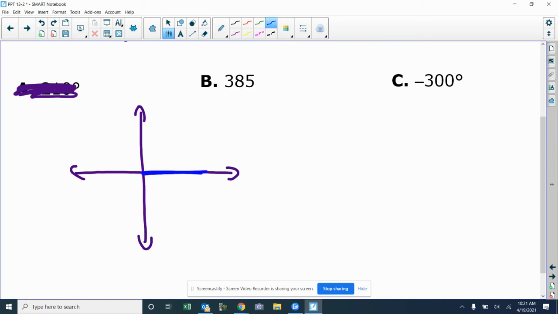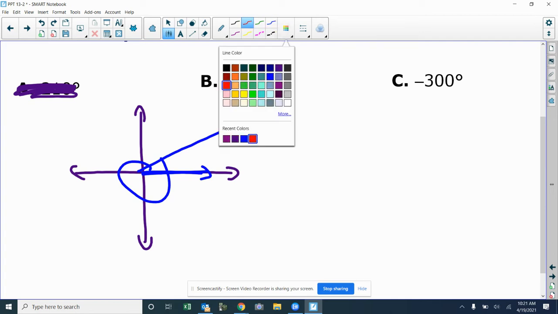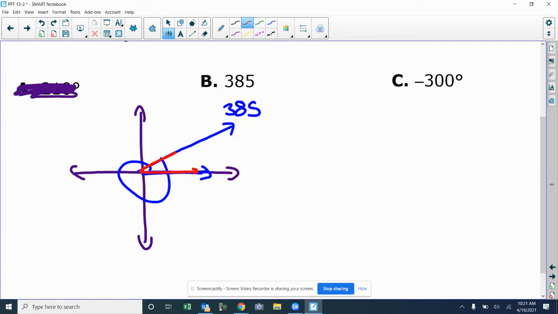Always starts here. This one's going to go all the way around 360 and then up a little bit, 385. So we can go around. Now, eventually, what we're going to talk about next is something called a reference angle. 385 is the angle, but the reference angle is this little guy right here.